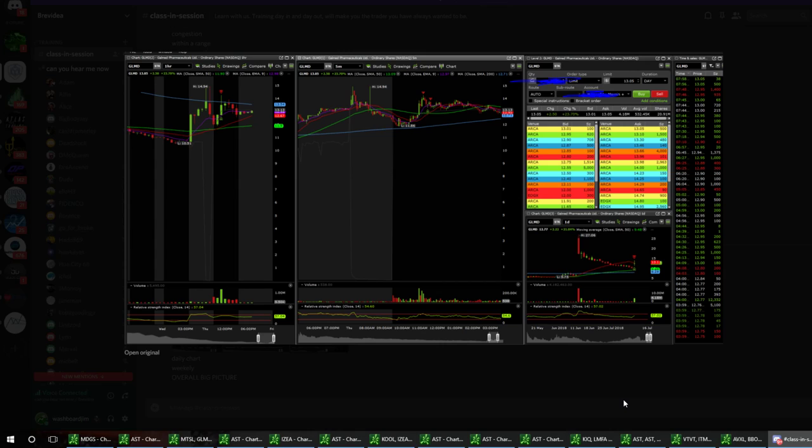Look at the middle time frame. That's where I take my trades. I flip it between the 5 minute and the 2 minute. I look at the volume. Remember, I'm not just randomly shorting this. I'm looking at RSI.